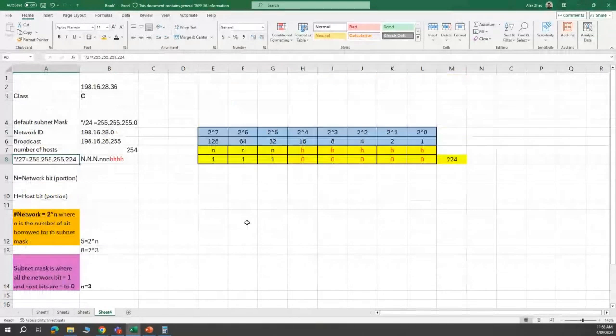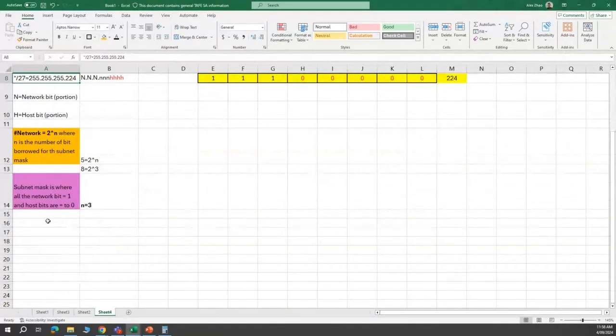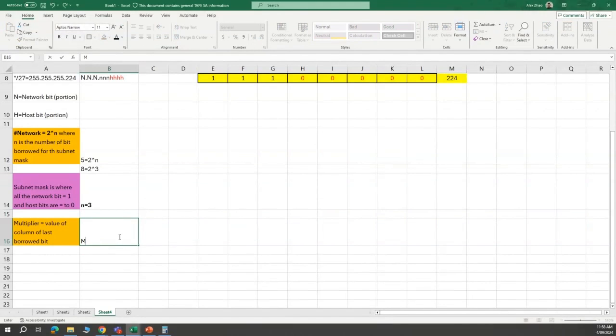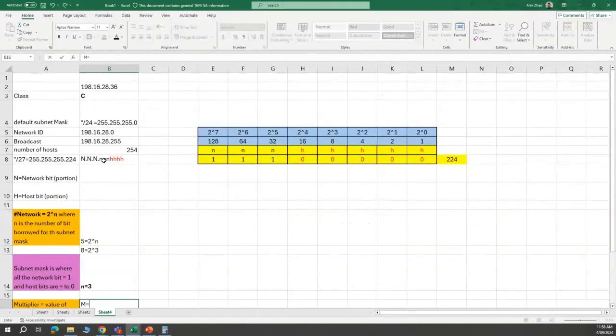So now, how do we generate the networks? I'm going to give you another definition now. I'm just going to paste it in here. The multiplier is equal to the value of the column of the last borrowed bit. Okay, so M, we're going to call it M, equals. And if we look at the last borrowed bit, we borrowed from left to right. So this is not the last one. This is not the last one. This is the last one. Ding, ding, ding. This is the last one.